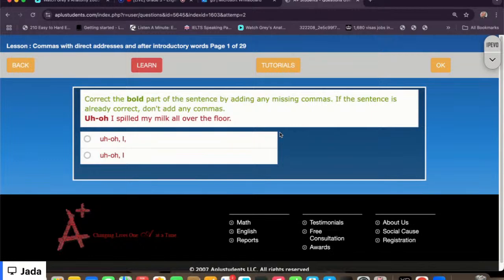So, we have correct the bold part of the sentence by adding any missing commas. If the sentence is already correct, don't add any comma. We have, "I spilled my milk all over the floor." So, what is the right one? Do we need to add a comma or no? What do you think?